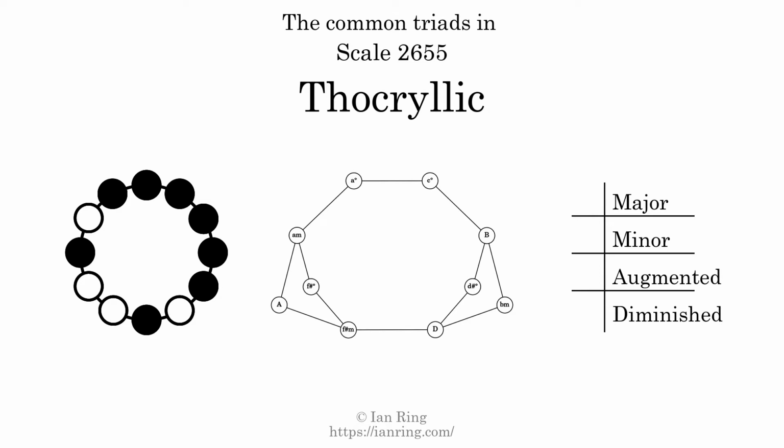Here are the common triads present in this scale. The diagram in the center is a graph of parsimonious voice leading between triads. There are 3 major triads. There are 3 minor triads. There are no augmented triads. There are 4 diminished triads. Here is a Hamiltonian path of parsimonious voice leading that uses all the triads.